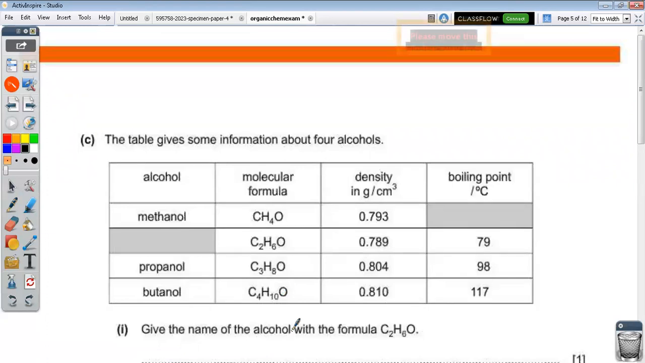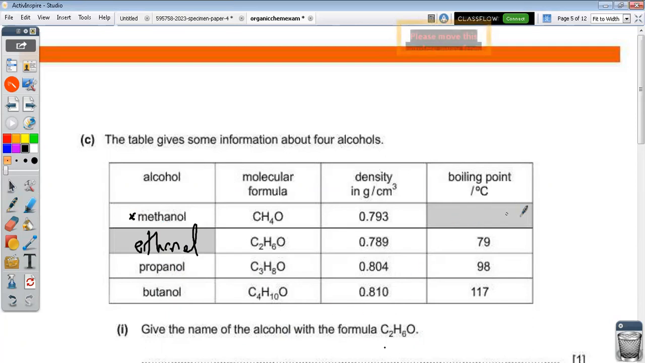The table shows some information about 4 alcohols. Methanol and so on. So these are alcohols in order. I'm sure you can see that it's increasing by CH2. So give the name of this alcohol. So this is methanol, the first alcohol, followed by what? 2 carbons, ethanol. Propanol, 3 carbons, butanol, easy.